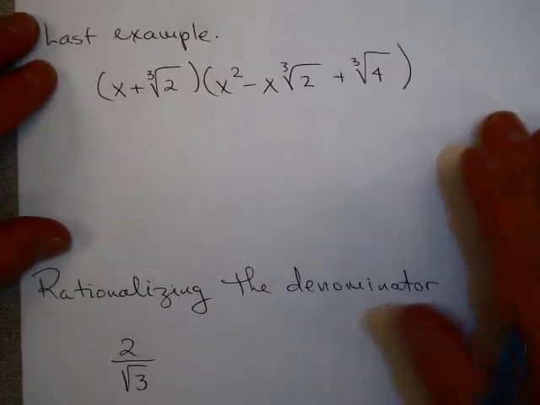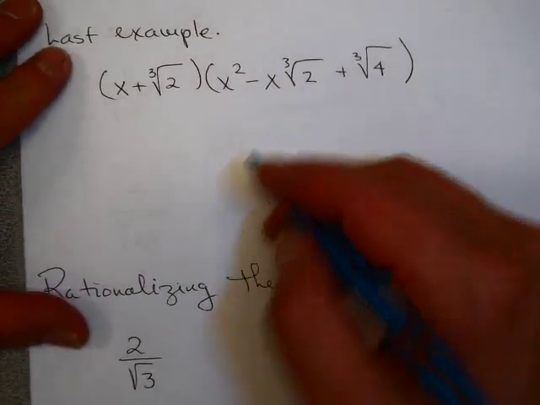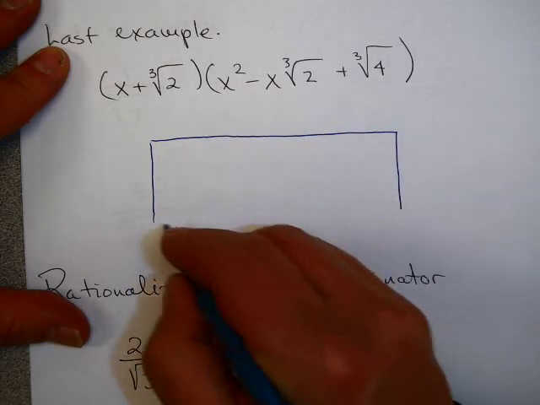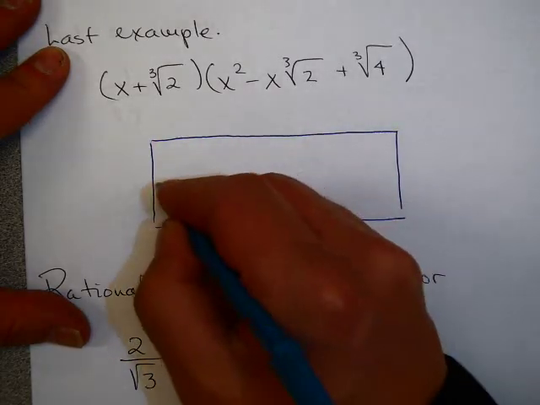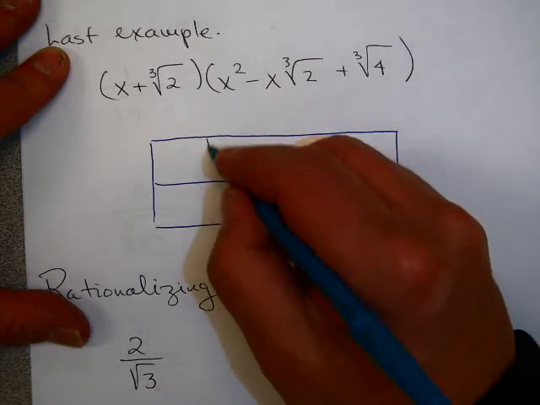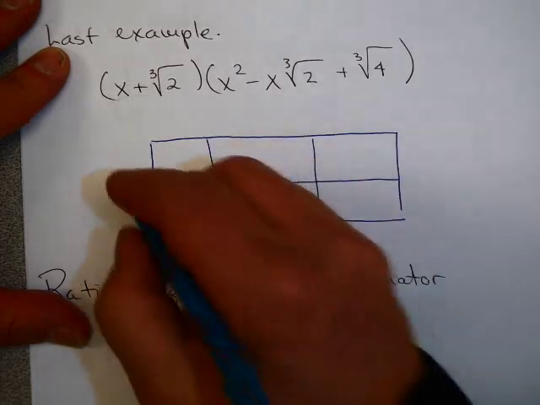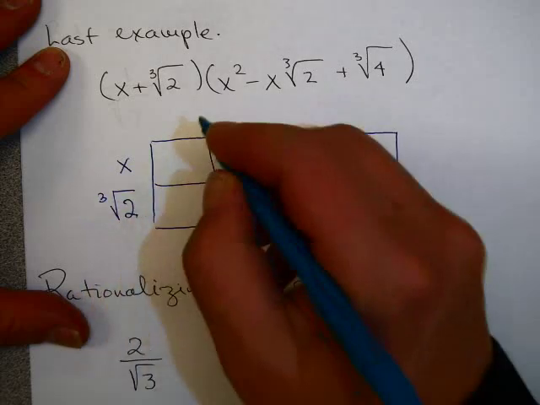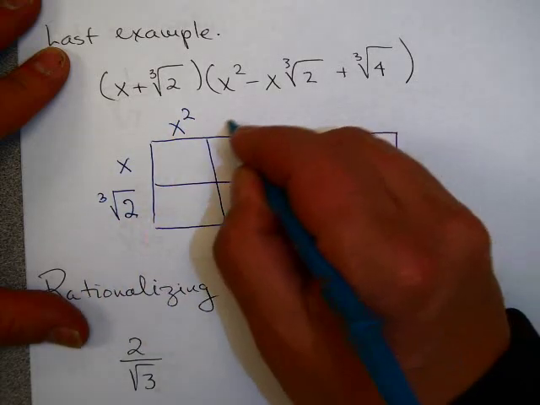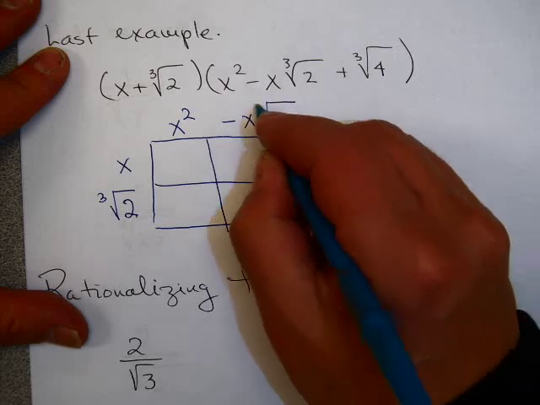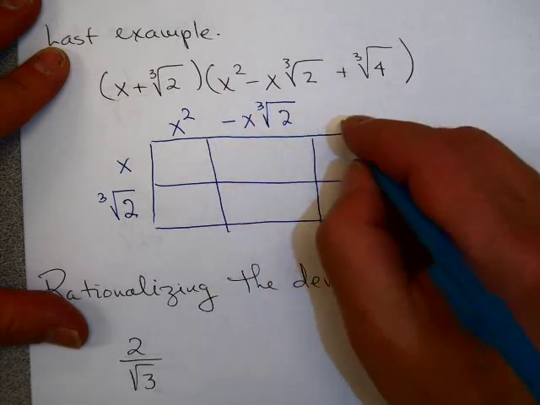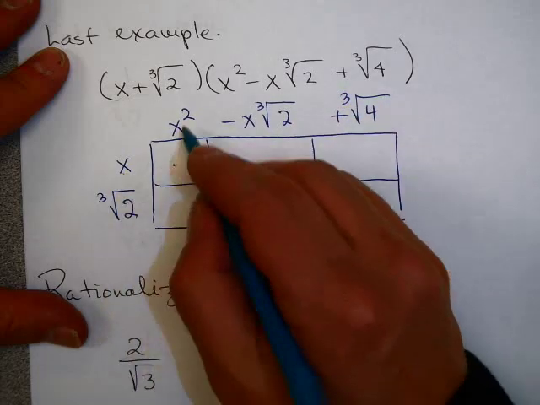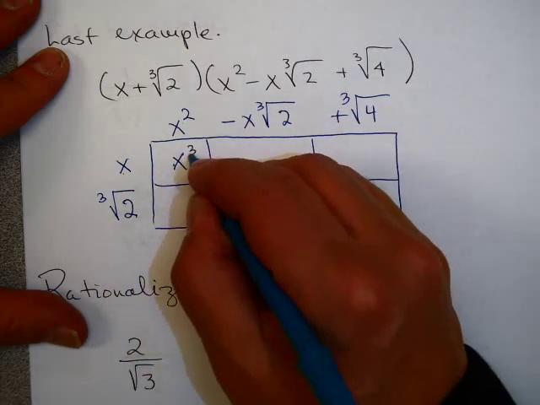One more multiplication example, this time with cube roots, and I might suggest that we use our box method that we had before. Do you remember this? I'm going to draw a box, and in here I'm going to put x and the cube root of 2 here, and I'm going to put x squared minus x times the cube root of 2 and plus the cube root of 4. Okay, x times x squared is x cubed.